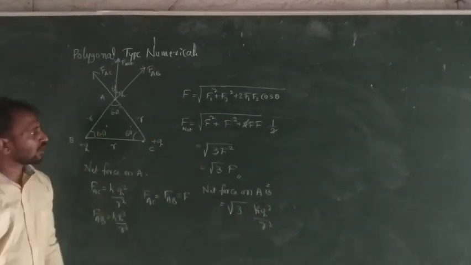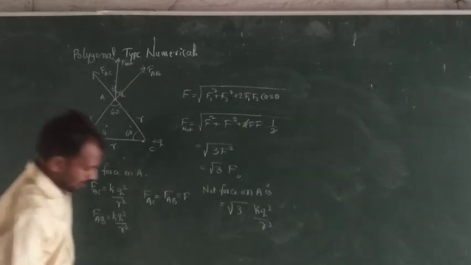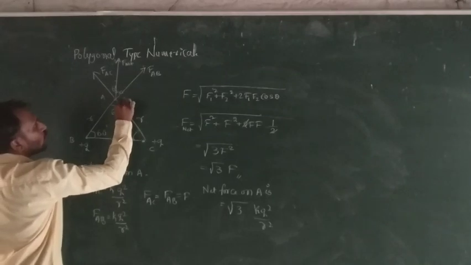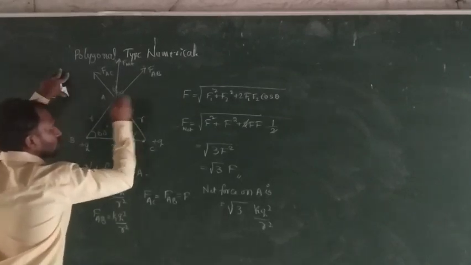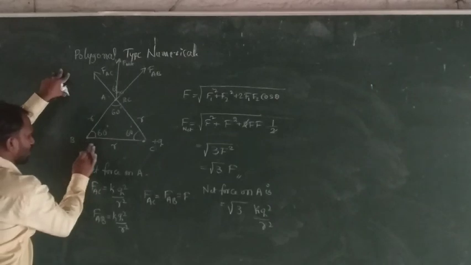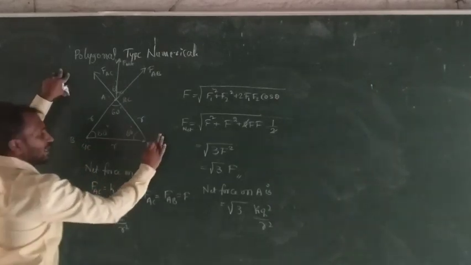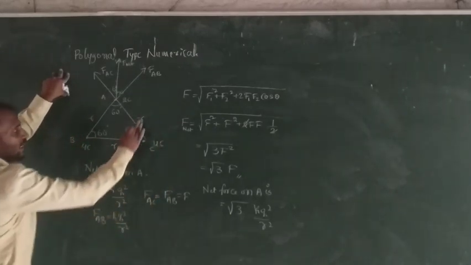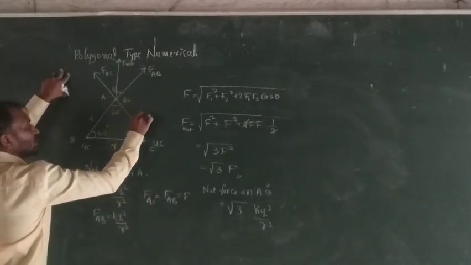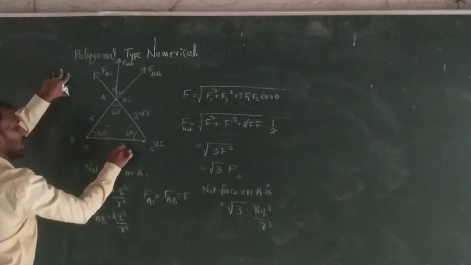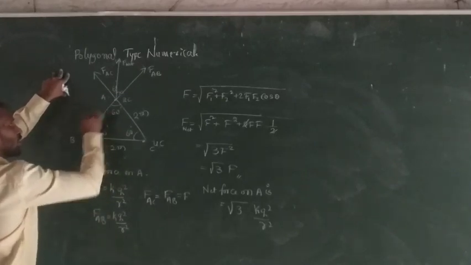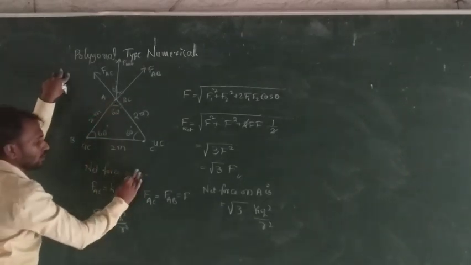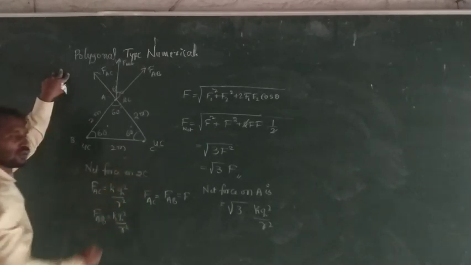Now a simple example. Suppose here we consider a 2 coulomb charge, and here a 4 coulomb charge, and here also a 4 coulomb charge. The distance between these two is 2 meter, these two also 2 meter, and these two also 2 meter. We want to calculate the net force on the 2 coulomb charge.